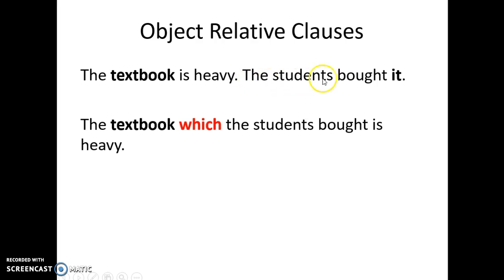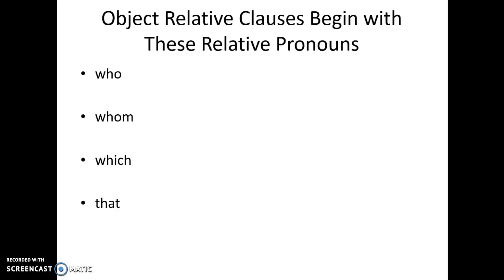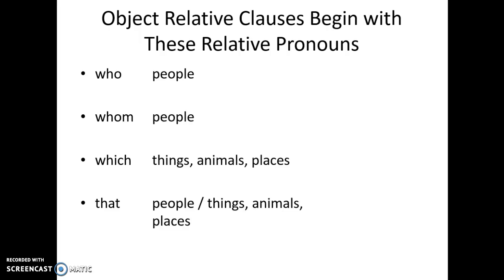So you can see that this sentence right here fits into this sentence right after the noun it's trying to describe. When we write object relative clauses, we use the relative pronouns who, whom, which, and that. So we have an additional relative pronoun, whom. We use who for people, whom for people, which for things, animals, places, and as we said, ideas, and that for everything.